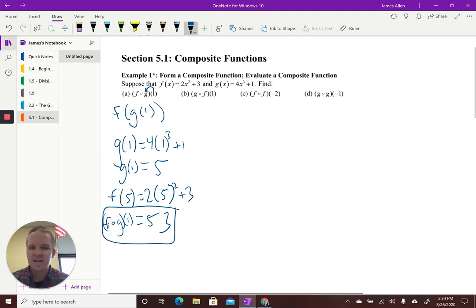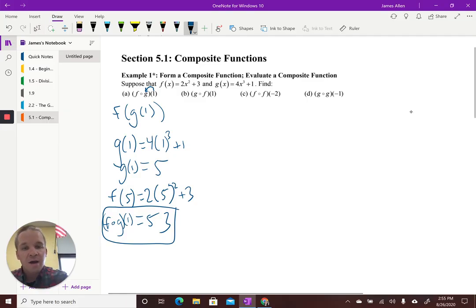Wonderful. Fantastic. All right. I'm going to skip over B because it's kind of the same deal, but I would just be reversing. I'd go into f first with that one and then plug into g. So I'm going to hop over to part C here to try and keep this video a little bit shorter. But again, if you have questions, we can do more examples in class.